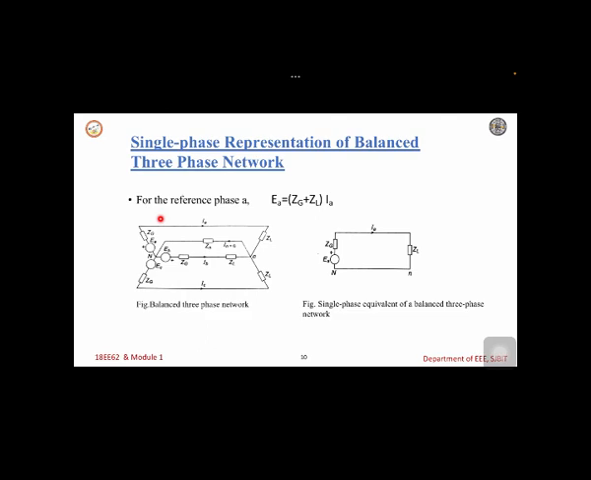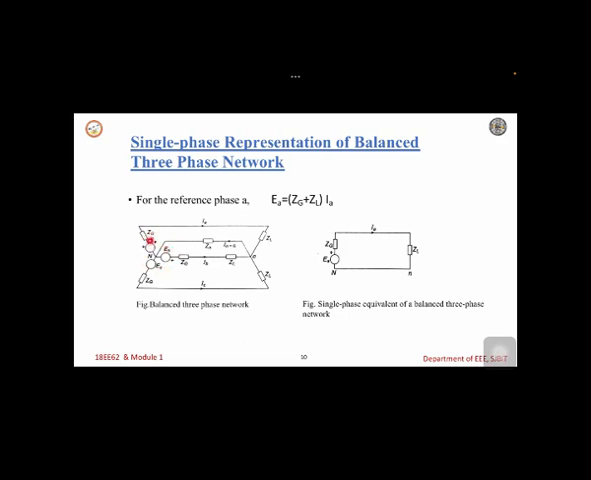For example, the induced voltage in each phase and the induced current in each phase remain the same, and also the material used in each phase construction is the same. That means here you are seeing the balanced three phase network. Here we have EA, ZG. See, ZG, ZG, ZG. That means in all three phases, ZG is common, so we are using the same type of material for R phase, Y phase and B phase. Similarly, here the phases are marked as A, B, C. Instead of A, B, C, you can also mark the phases as R, Y, B.